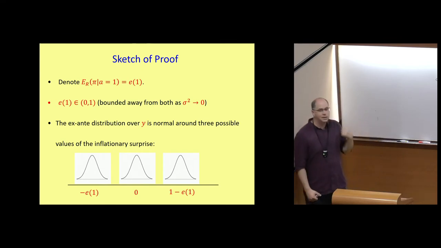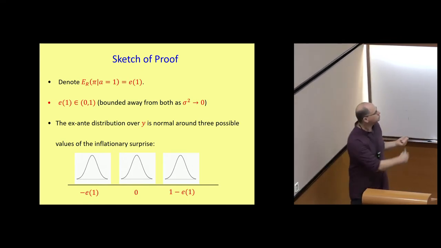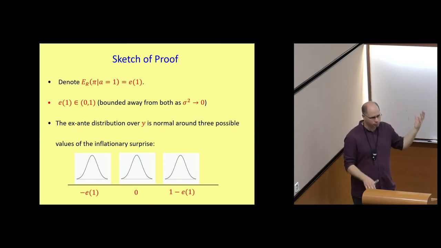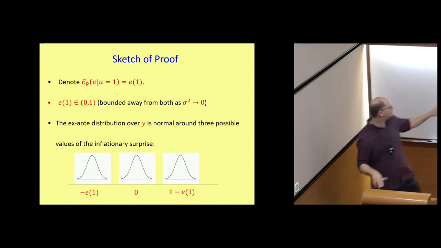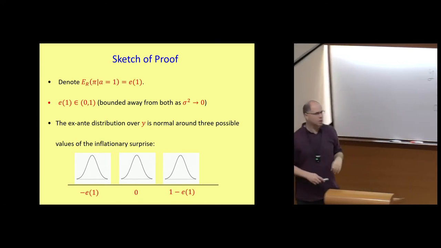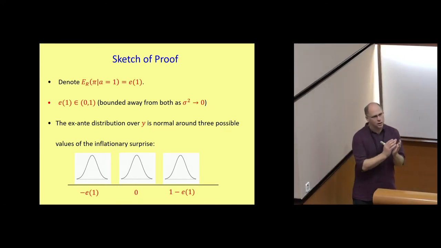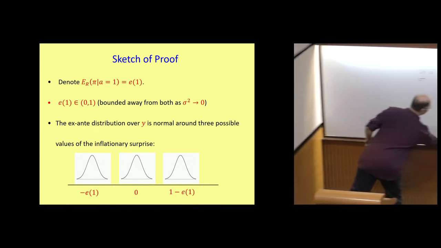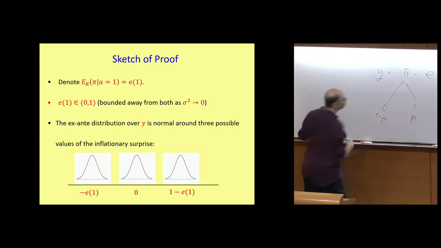On the other hand, when a is equal to 1, remember, we're looking at the ex-ante distribution over y, not the conditional. So I'm looking at what happens to y also when a is equal to 0. So when a is equal to 0, those two things are 0, and so y is normal around 0. When a is equal to 1, well, here, maybe the inflation will be high, maybe it will be low. This happens with probability beta. This happens with probability 1 minus beta.